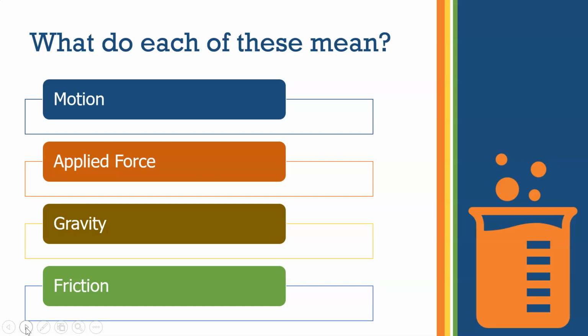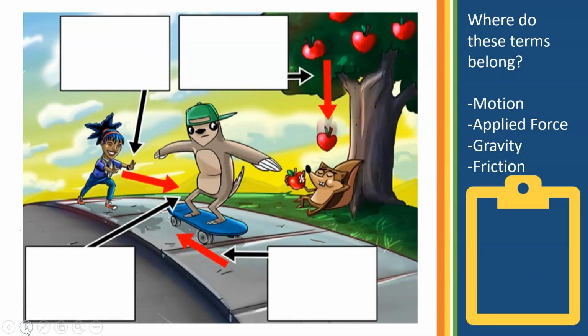Now, let's apply these terms to an everyday scenario. Take a look at the picture on your screen. Where do you see an applied force, motion, gravity, and friction operating? Pause this screencast and write down where you think each term belongs in the picture.